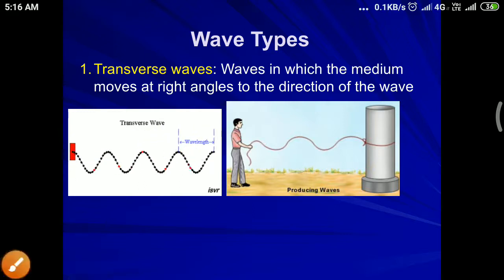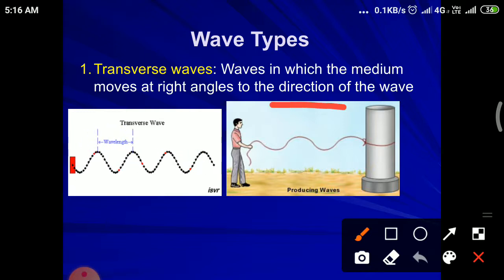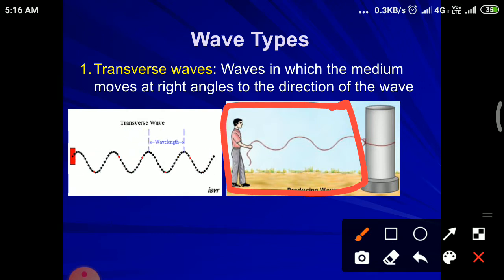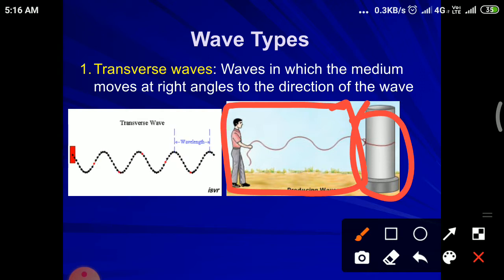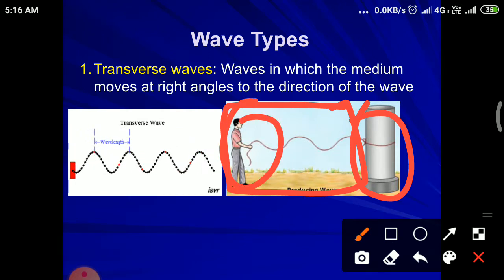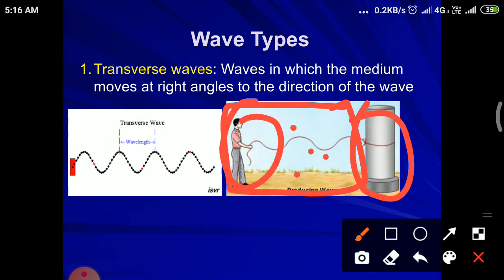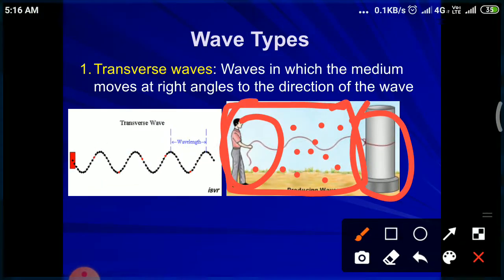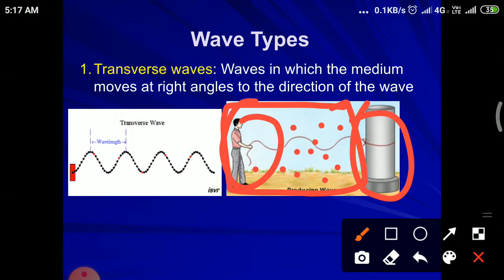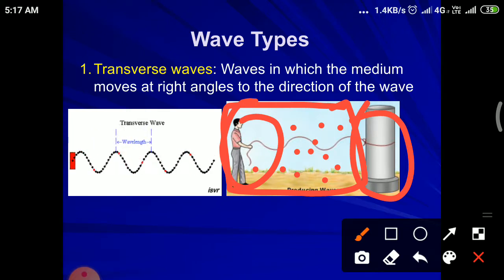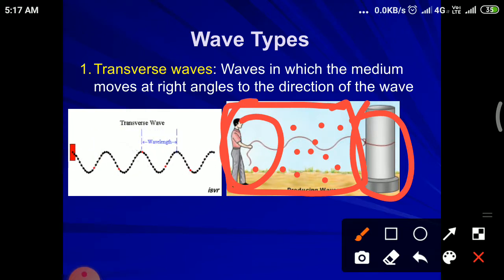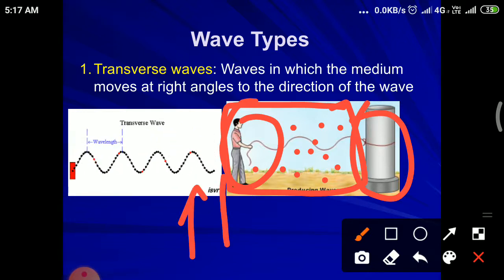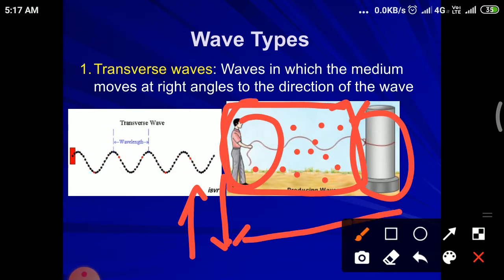Look at the second picture, you can understand that this is an air medium. So I tie one end of the thread with a cylinder and the other end I hold. So the air medium has a number of particles in it. When I give a shake to the thread, it makes a wave. So the particles in the air medium are moving up and down. The wave is moving in this direction.